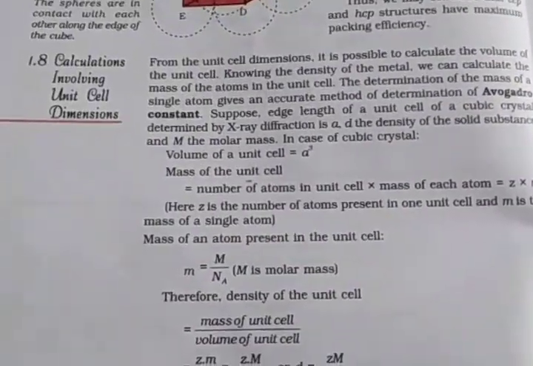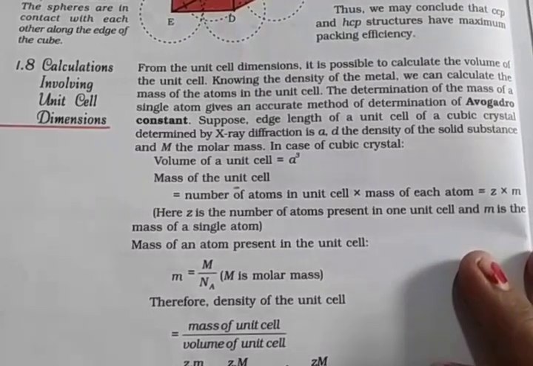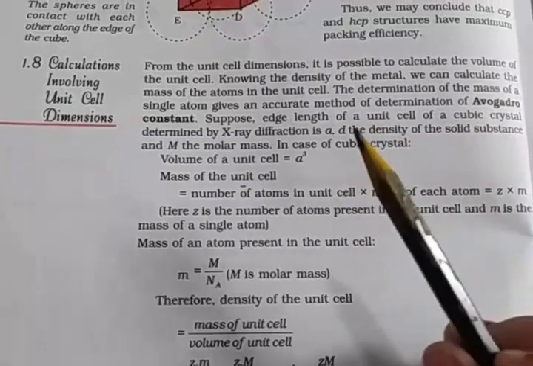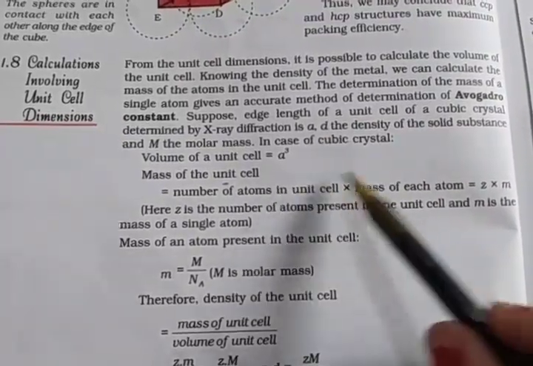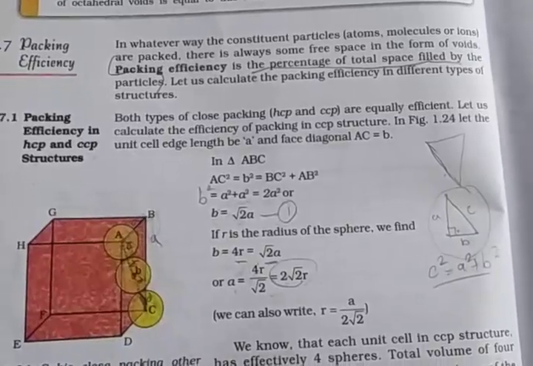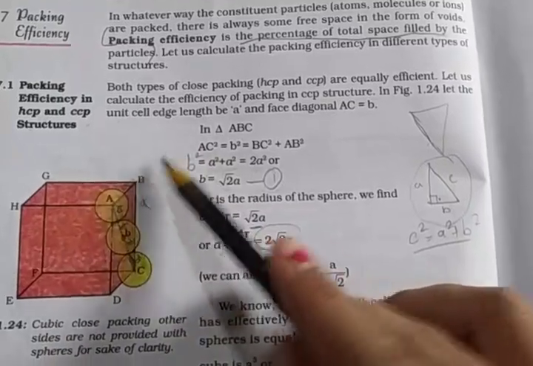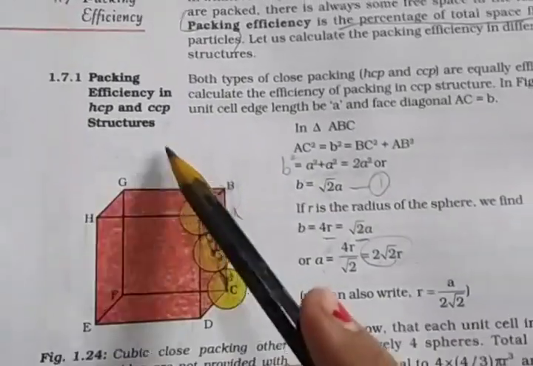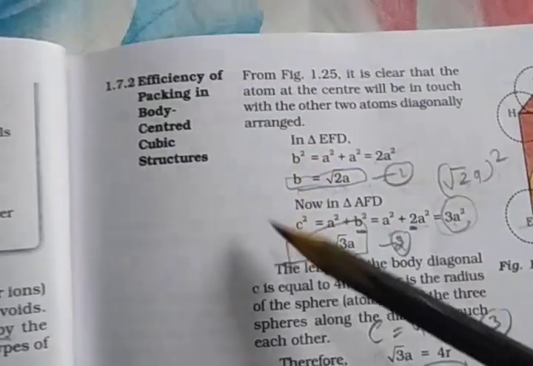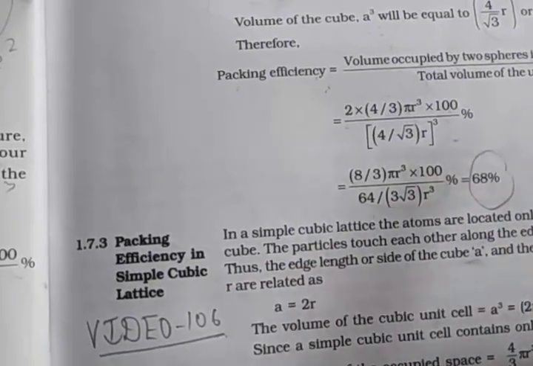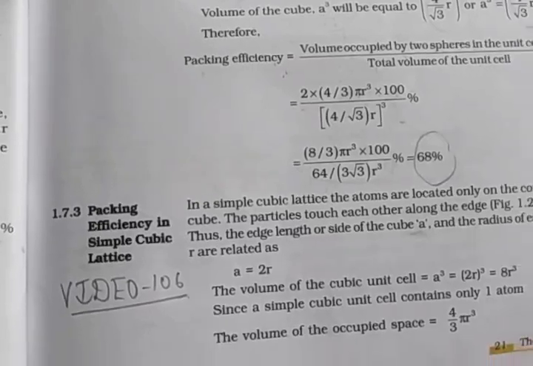Clear? The next topic is calculations involving unit cell dimension. But before explaining unit cell dimension, I have to explain the Avogadro constant. You already know the packing efficiency in HCP and CCP structure. What percentage did we find? 74% for HCP and CCP structure. Packing efficiency in body centered we found 68%, and in simple cubic lattice 52.4%.